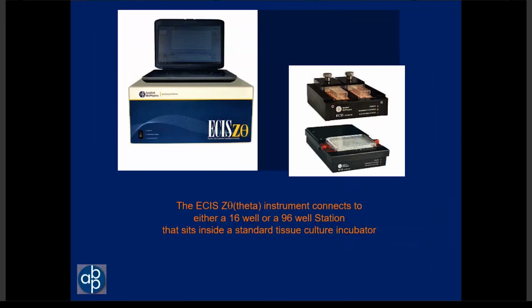These measurements are all made with the instrument we refer to as ECIS Z theta, Z for impedance, theta for the fact that it measures the phase angle. And all of this work, measuring these things, is done with very user-friendly software where you simply choose default conditions for wounding, which usually will work very fine, and follow the cell layer over time.